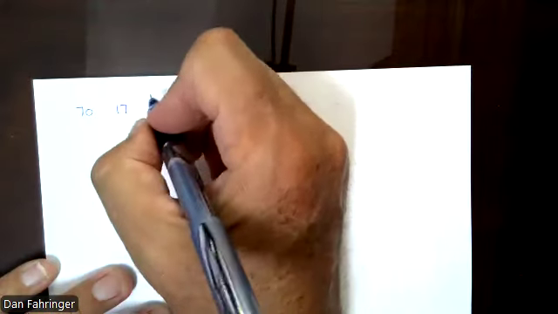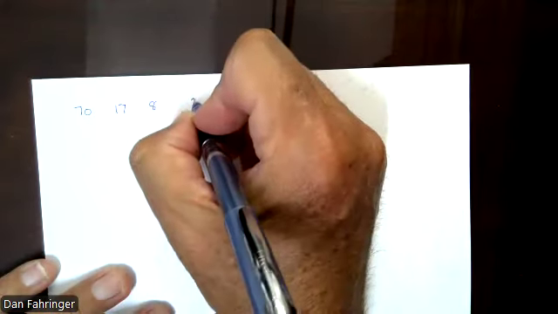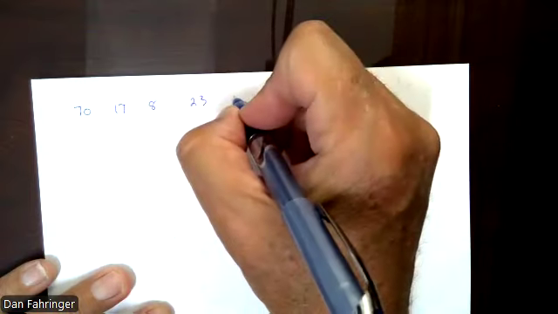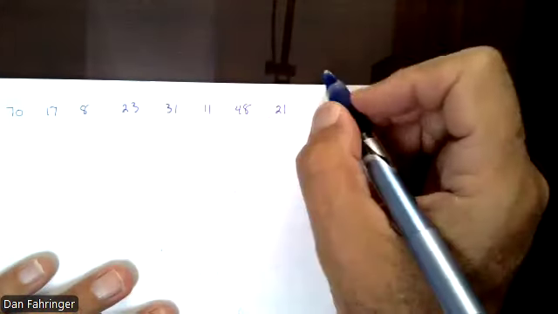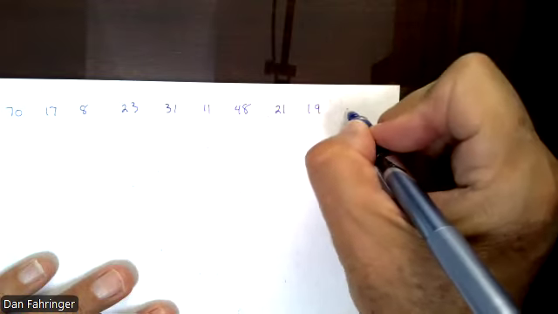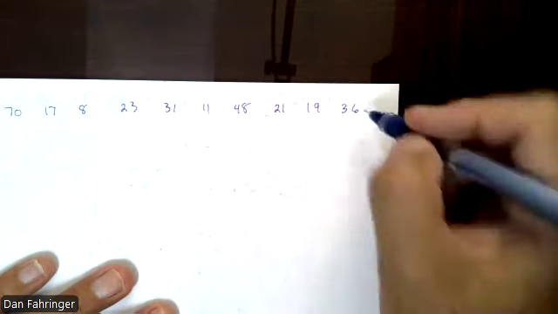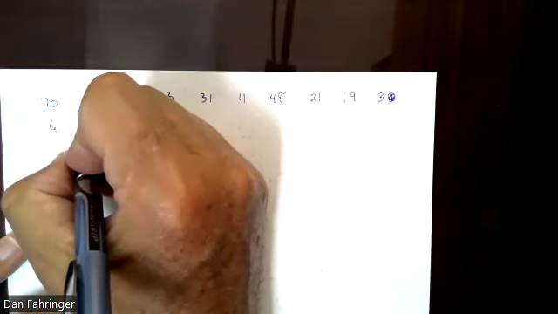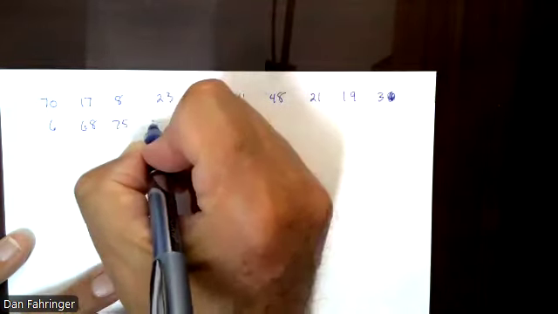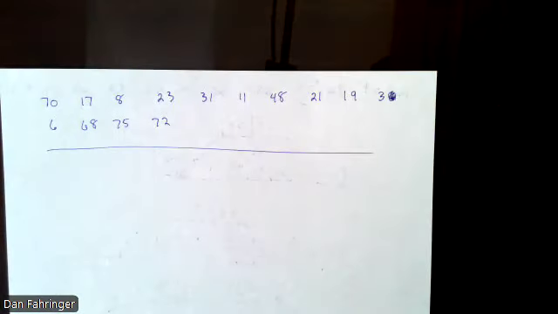Let me give you a list of numbers. 70, 17, 8, 23, 31, 11, 48, 21, 19, 3. That's a 6. Let's just put that on a different line. 6, 68, 75, and 72. Example number 2.